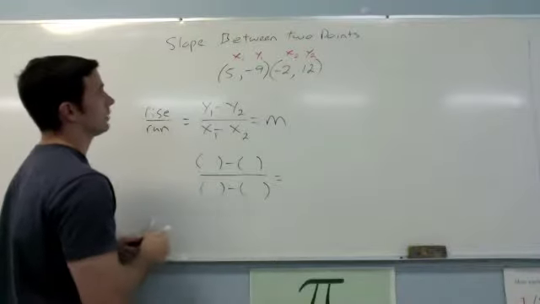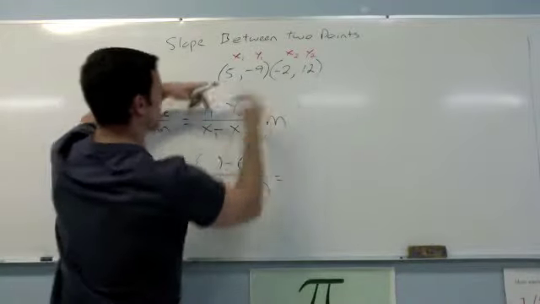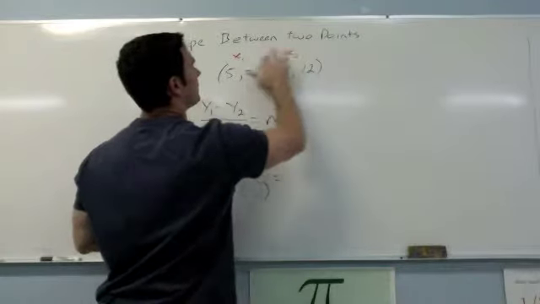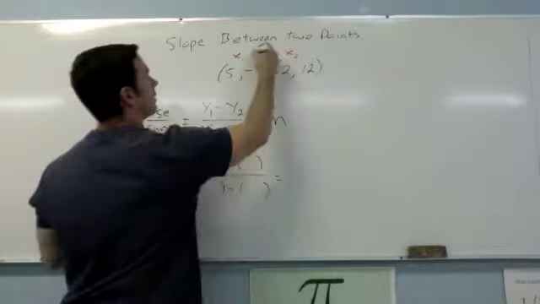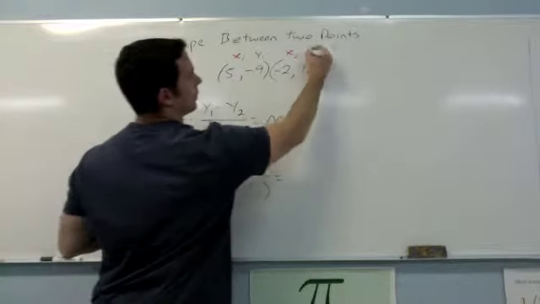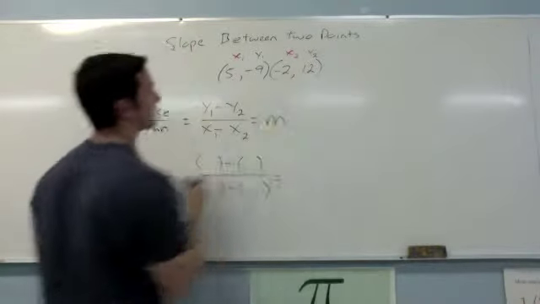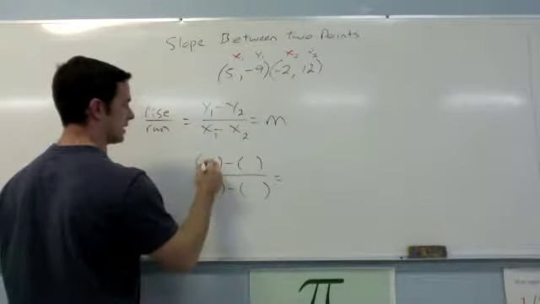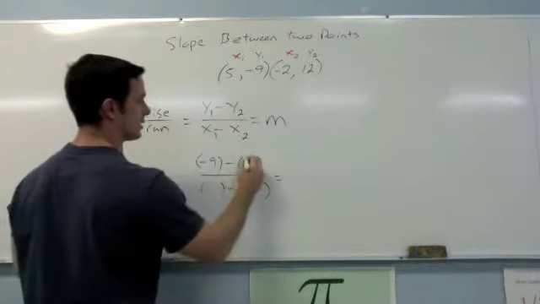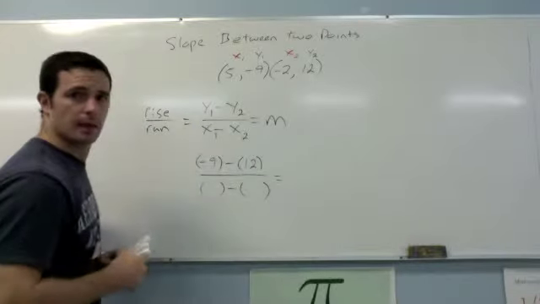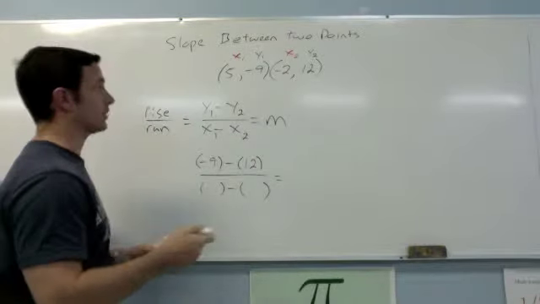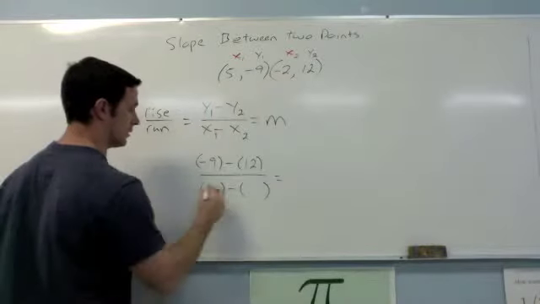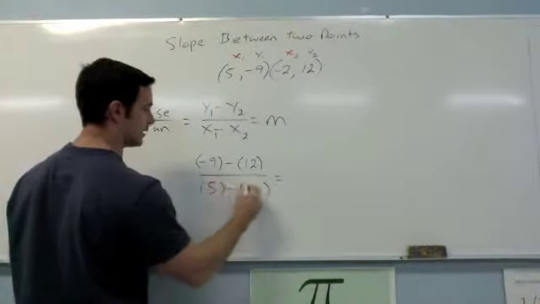So, I'll take my x's. Actually, let me color coordinate this really quick. Might make it easier for some of you to follow. I'll put the y values in blue. So, when I do y1 minus y2, that's -9 minus 12. And then, my x values, 5 minus -2.